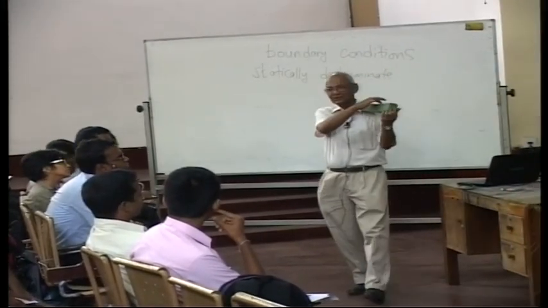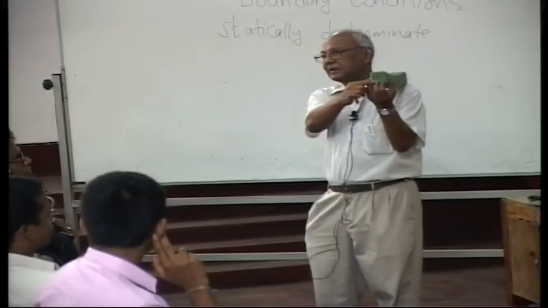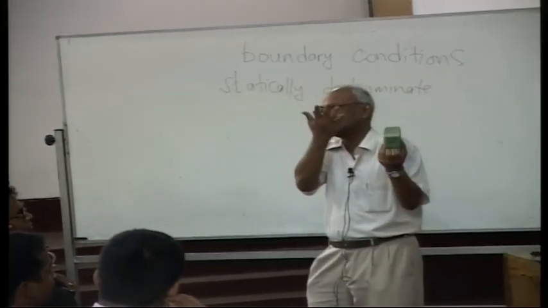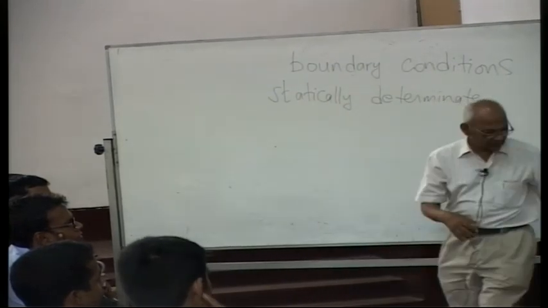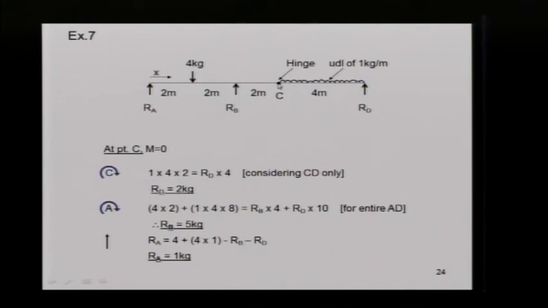If you want to find RA and RB for this system, either you can take two moment equilibriums or one moment equilibrium and one vertical equilibrium, right? So you can use two, but you get the same answer. So here also, you can try various combinations, but the easiest thing is to take moments about C, right? If you take moments about C only for this part of the beam, maybe I should have mentioned that.